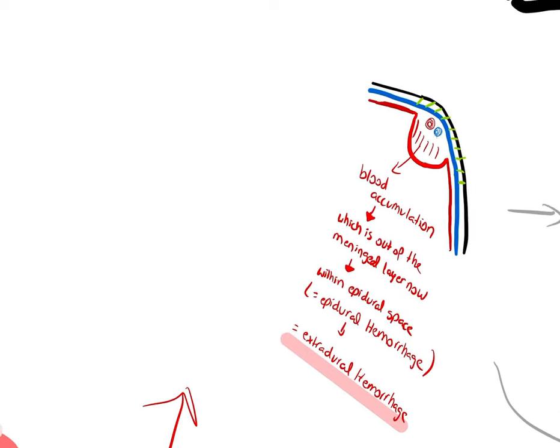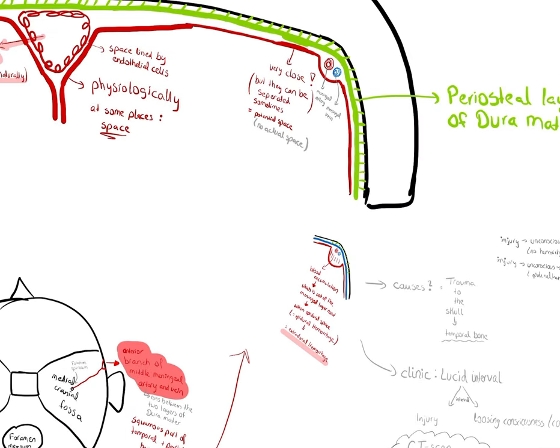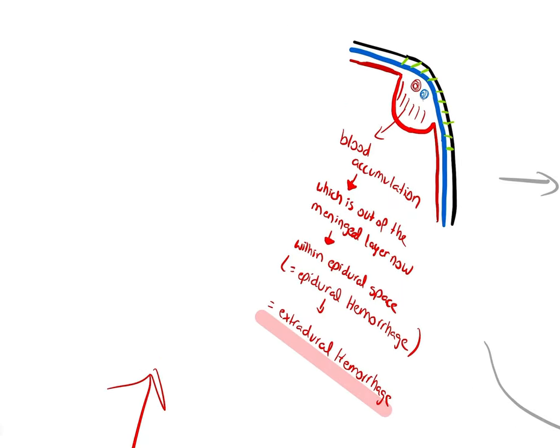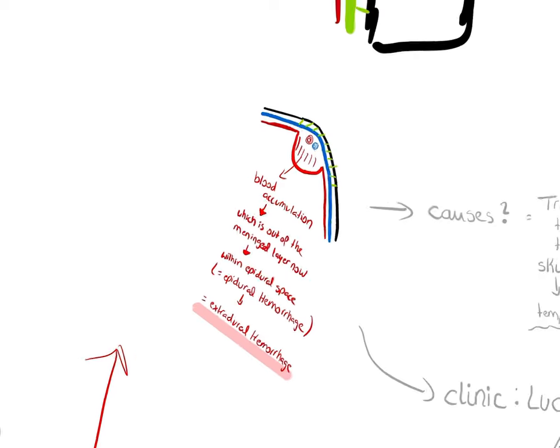So here is an example. We just zoom in. I've taken a part of it and zoomed in here. We have here the vessels, the meningeal artery and vein. We have here the blood accumulation, and the blood accumulation goes out of the meningeal layer, into the epidural space, which is called epidural hemorrhage, also called extradural hemorrhage.